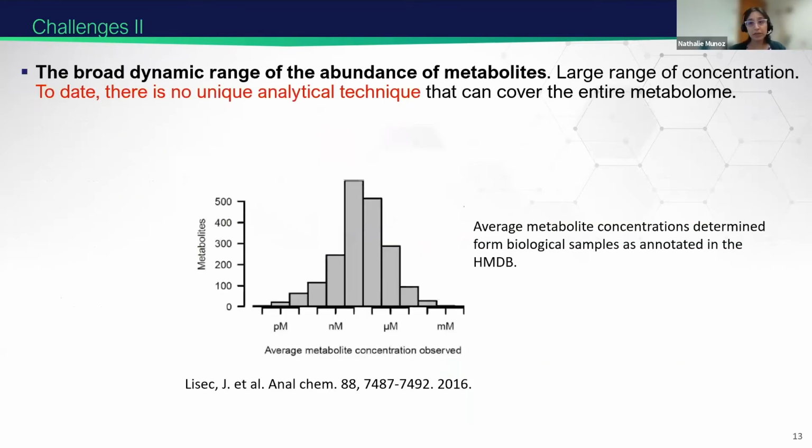The second challenge that I'm going to discuss is the massive diversity in the concentration found in metabolites. So in this figure from a paper published in 2016, we can see the metabolite concentrations that were reported in human plasma and urine studies according to the Human Metabolome Database. As you can see, the variation goes from picomolar to millimolar, and this is a large concentration range.